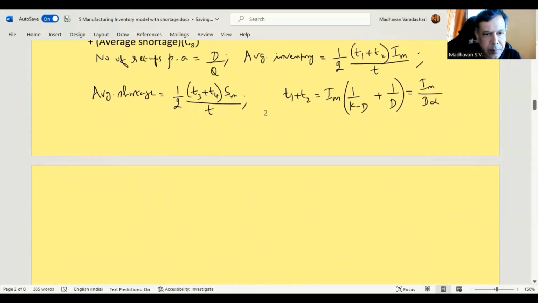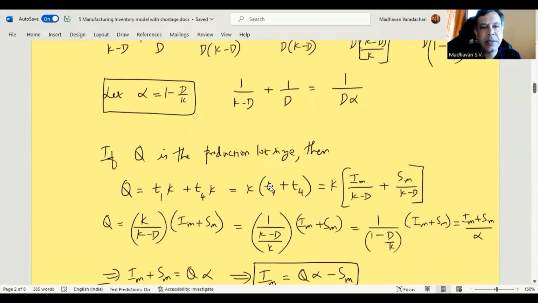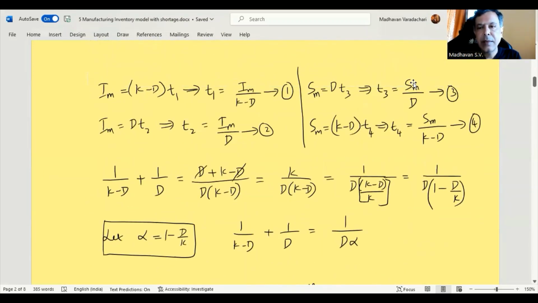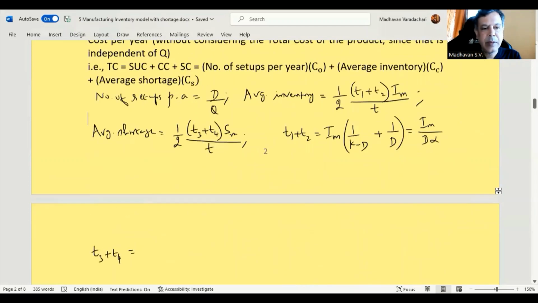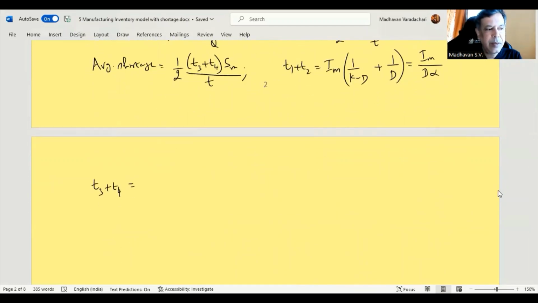Similarly, T3 plus T4. We may go back and see what is T3 and T4. It is SM by D, SM by K minus D. That means SM is common. So we have 1 by K minus D plus 1 by D. So T3 plus T4 will be SM times 1 by K minus D plus 1 by D. So that we will get SM divided by D alpha.